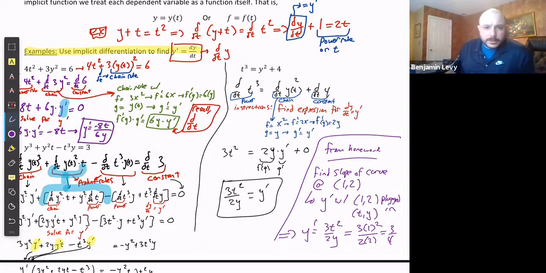Questions about this? I want to just finish by looking at the application and related rates. We'll just do one example on the next page, and then we'll save the rest for Wednesday. But are there thoughts about implicit differentiation?